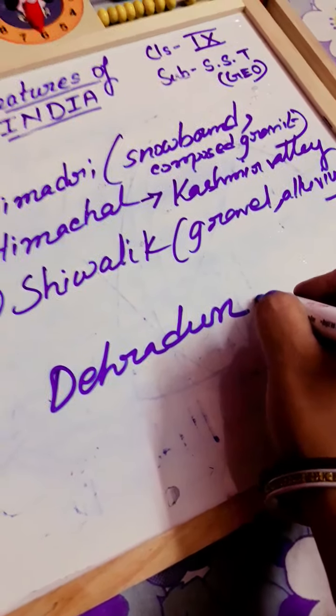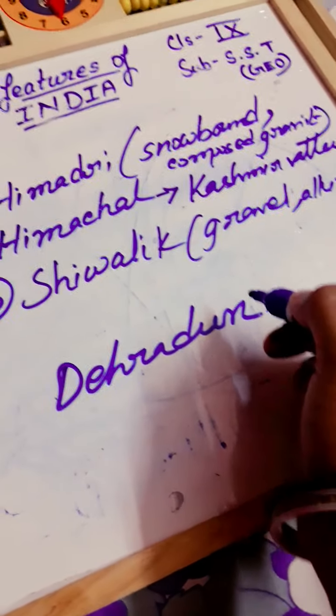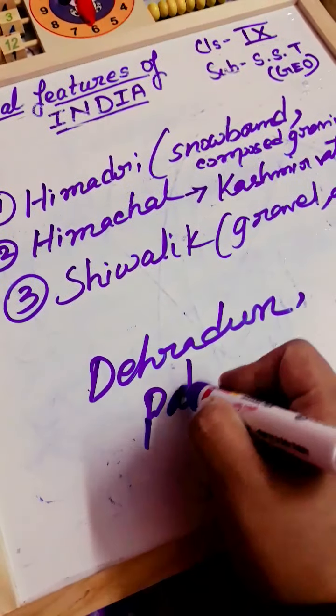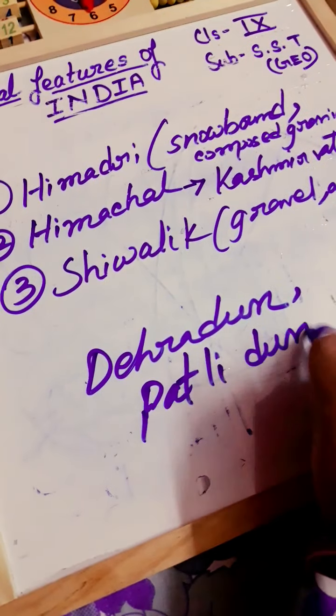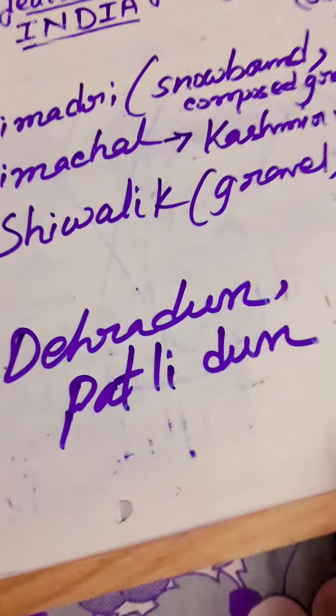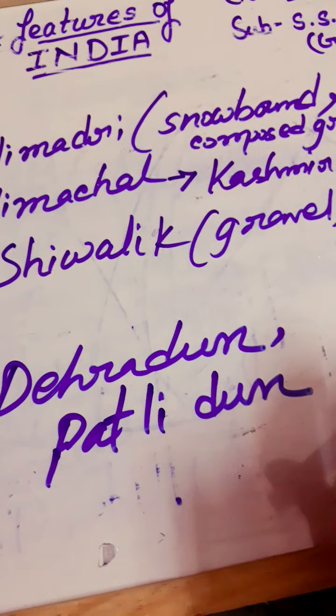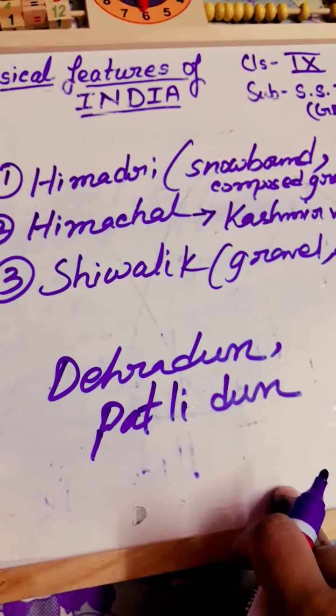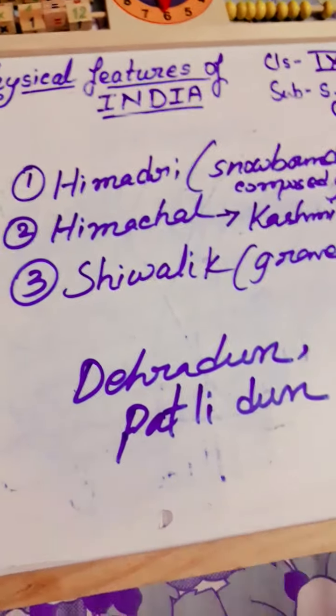Many of us have gone to that area. This is a famous tourist spot. Then Patli Dun. So these are the examples. Okay. Besides the longitudinal divisions, these are the major physiographic divisions: Himadri, Himachal and Shivalik.